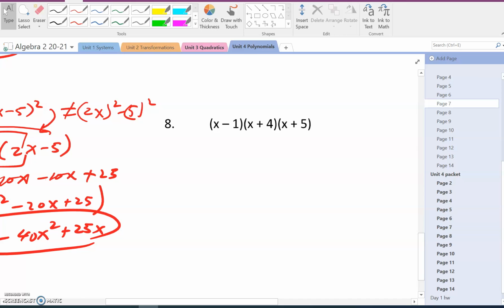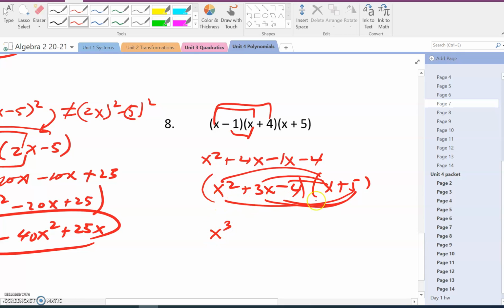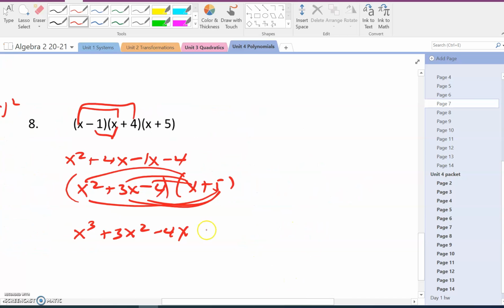And the last one. So we got 3 binomials here. We're going to have to choose 2, FOIL it, and then do the other 2. So let's start right here. x times x squared plus 4x minus 1x minus 4, which gives x squared plus 3x minus 4, all of that times x plus 5. So again, doing it this way, x times x squared is x cubed plus 3x squared minus 4x, plus 5x squared plus 15x minus 20.